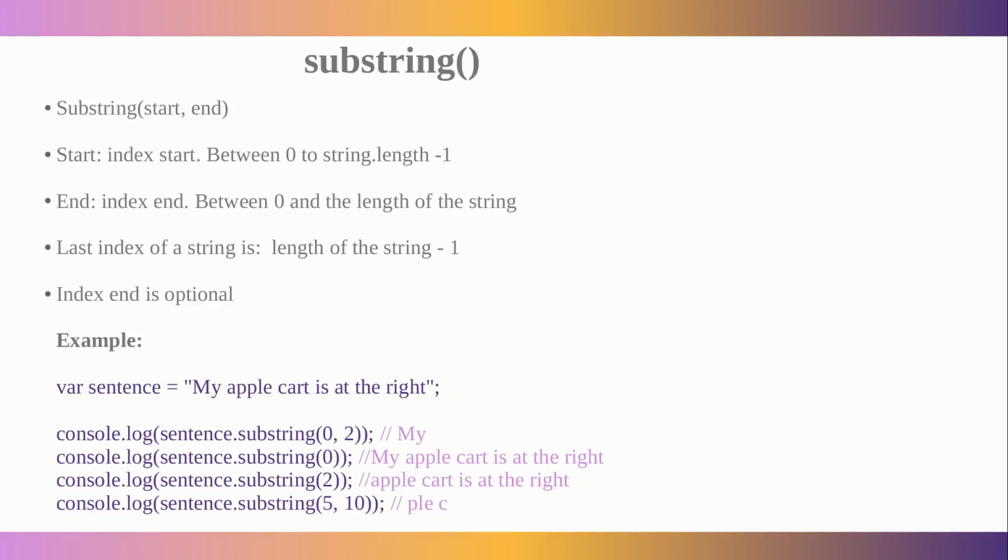And one more thing to notice is that the white space in between double quotation marks, that is a string, has a position or index.